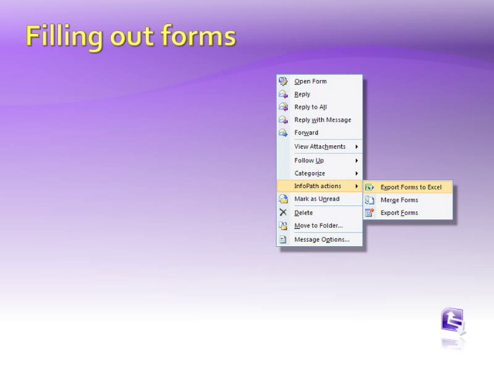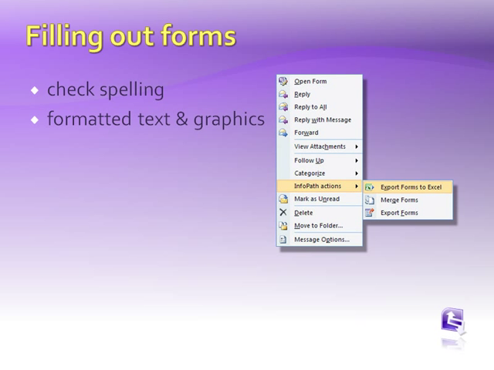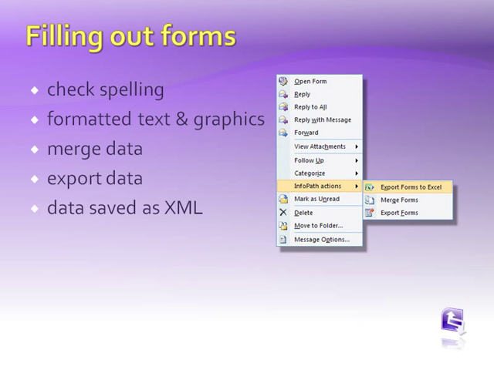When InfoPath is used to fill out forms, we can check our spelling, insert formatted text and graphics, and depending on the form, even merge the data from multiple forms into a single form, or export the data to other programs like Microsoft Excel. InfoPath is based on extensible markup language, or XML. That means when a user fills out a form in InfoPath, the data is saved or submitted as industry standard XML, and that makes it easier for us to use the collected data.